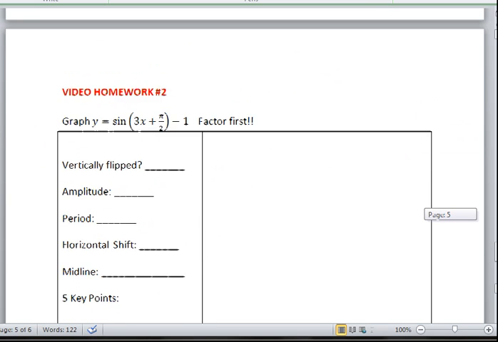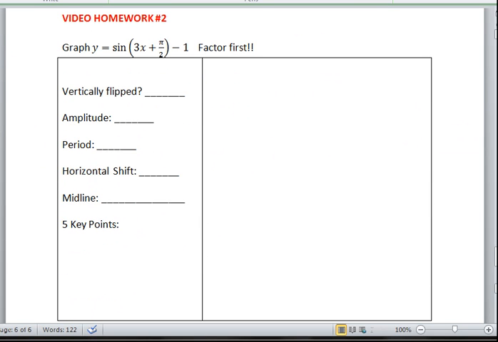Alright, now it's your turn. This is your video homework number 2, and you're going to graph y equals sine of 3x plus pi over 2 minus 1. And don't forget that you need to factor this part first, right? Which we did previously. And graph that. Okay, so pull out your information, including your horizontal shift, graph it, and then write out your 5 key points. I recommend that you do your 5 key points last.